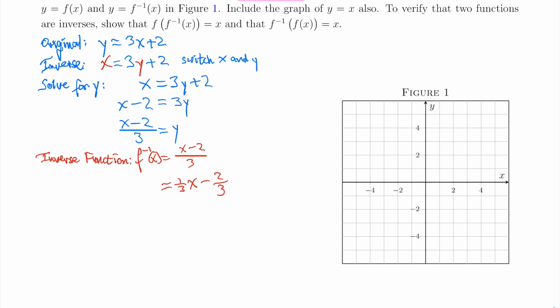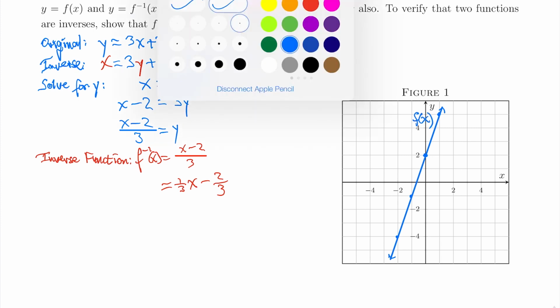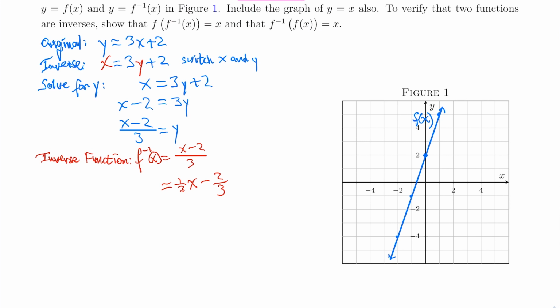So our first function is our original function f of x, and that is 3x plus 2. So I'm going up 2 steps for my y-intercept, and then 1, 2, 3 up and over 1 lets me end up here, and then I go the other direction and I get some points here and here, and I can now draw my line, and I'm going to label it with f of x. And now I'm going to draw my inverse function in the same coordinate system and see what I get.